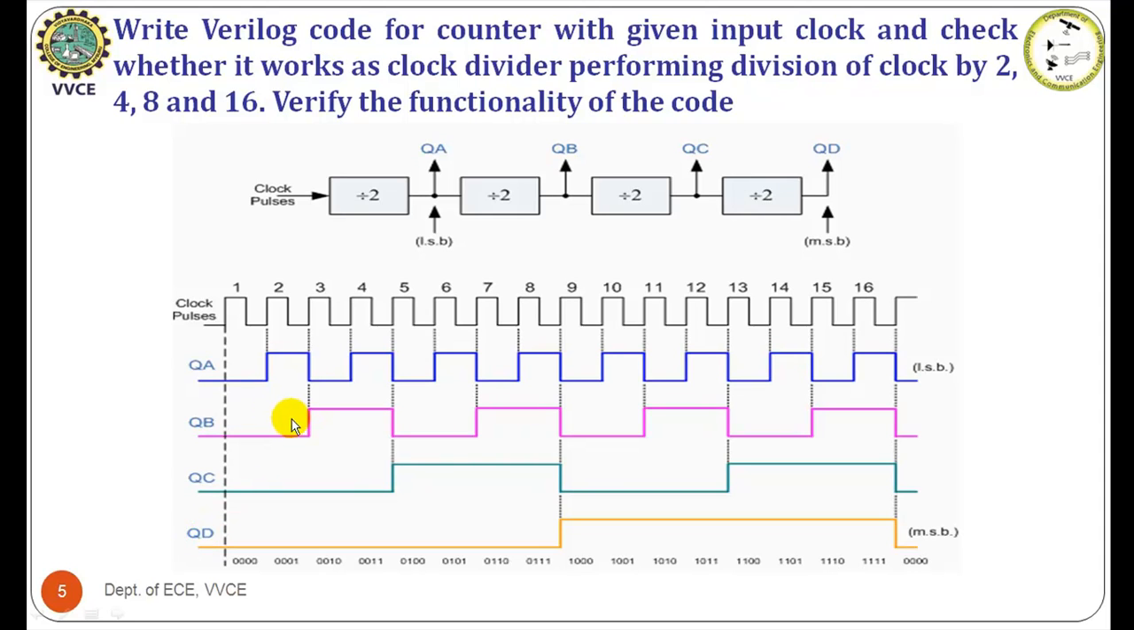So divide by 2 means the total number of clock pulses will be divided by 2. That means 16 by 2, which is equal to 8 clock pulses for QA, and similarly 16 by 4 means 4 clock pulses for QB, and similarly 16 by 8 means 2 clock pulses for QD.